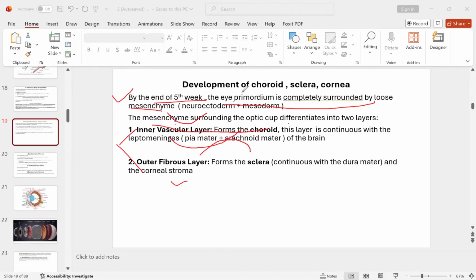The inner vascular layer is continuous with the leptomeninges of the brain, and the outer fibrous layer, which is forming the sclera, is in turn continuous with the dura mater.